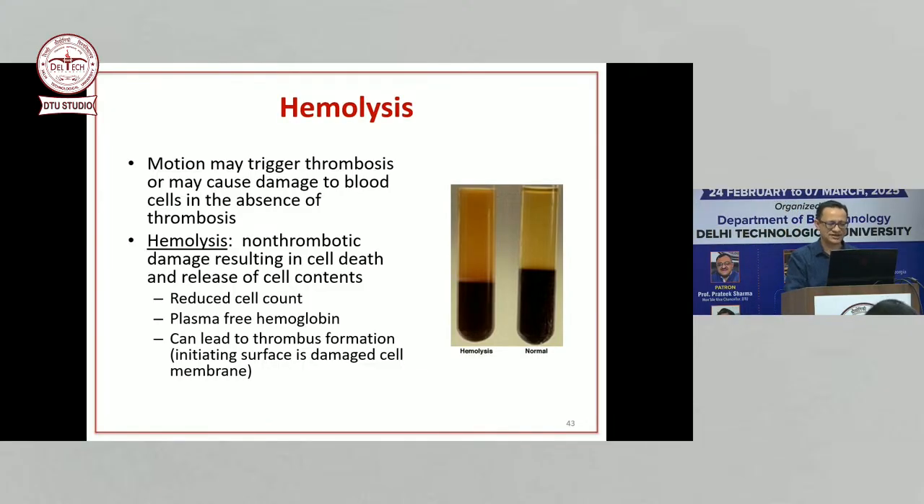Hemolysis, non-thrombogenic damage resulting in cell death and release of components which can actually lead to more thrombus formation. Sometimes we have seen, if blood was not drawn properly or somebody had really mishandled blood or shaking, when we do this centrifuging of blood, you see that your plasma should look very yellow, like the second picture, normal. But if it starts looking like it has a very reddish tint, that means red blood cell lysis has happened, and that's not good when we are working with blood.